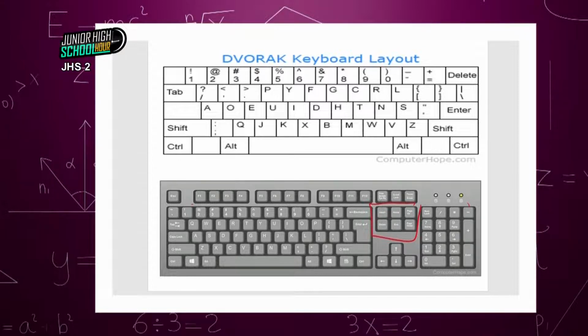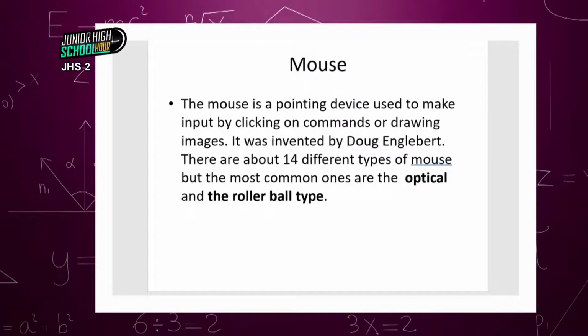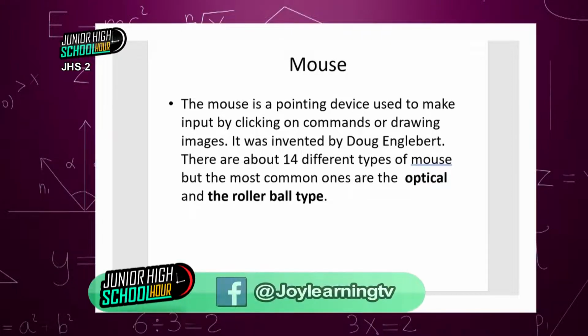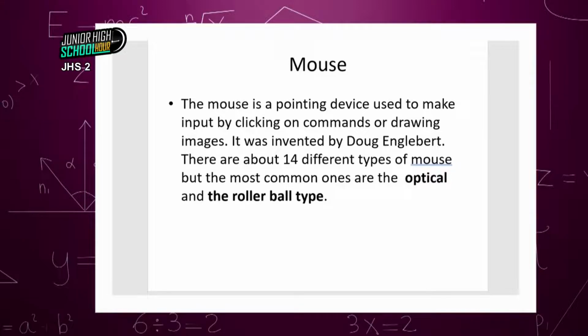Now let's go to the next one, which is a mouse. A mouse is a pointing device used to make inputs by clicking on commands or drawing images. Yes, mouses can be used to draw images. Now, lest I forget, this light pen stylus I have here can also act as a mouse.